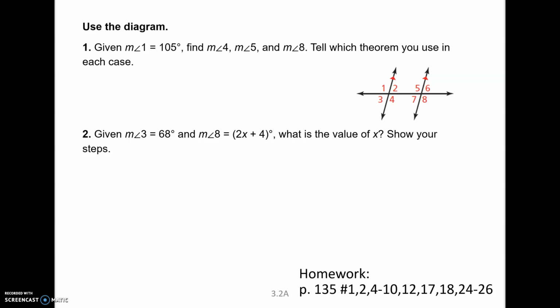Hey, last slide. I have a new diagram here, and it says use the diagram given that the measure of angle 1 is 105. Okay, so I'm going to go ahead and fill that in on my diagram. Find the measure of angle 4, 5, and 8. Tell which theorem you use in each case. So the measure of angle 4, so look at the relationship between 1 and 4. They are across from each other. So the measure of angle 4 should be the same, 105. Across from each other means they were vertical angles, VAT.